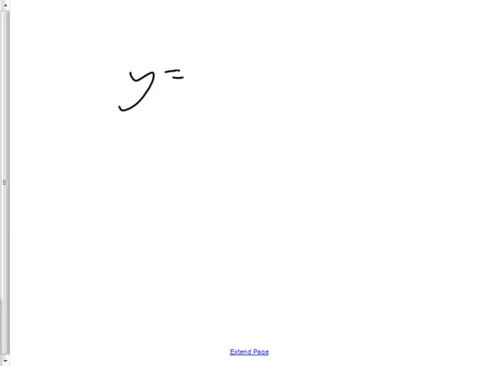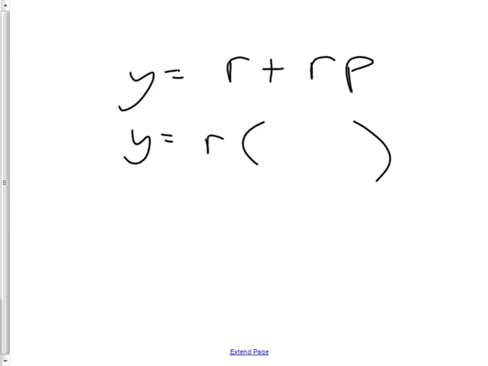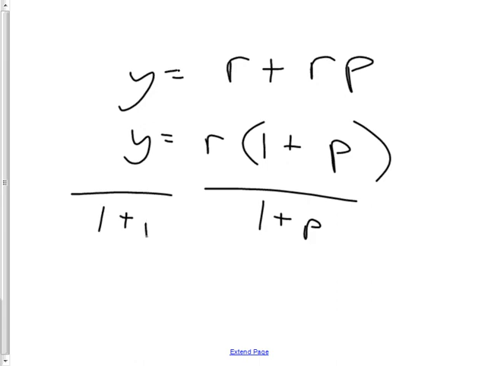Y equals R plus RP. How do I get that down to just one R over there? Use the word factor in your answer. Factor out the R. Y equals R times what I put, plus, and now there's only one R, so now I can get rid of the other stuff. Divide by 1 plus P on both sides. Cancels, cancels, R's. Okay, that's a good technique to know.